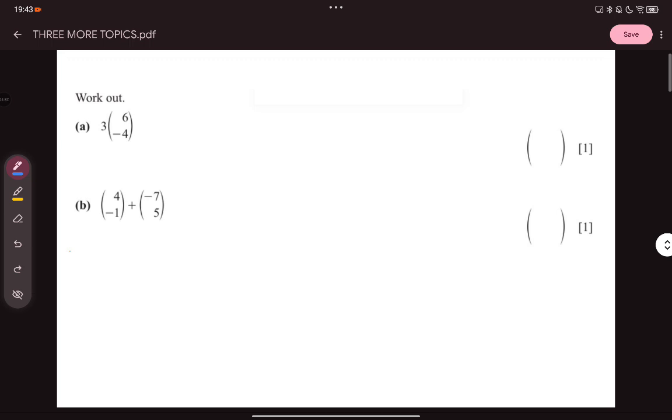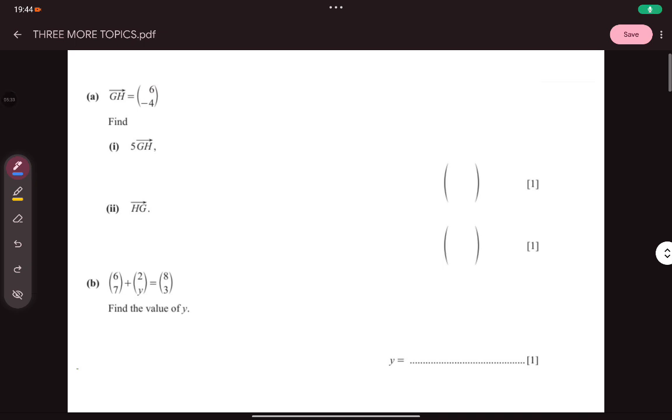So 3 multiplied by (6, negative 4). 3 times 6, 18. 3 times negative 4, negative 12. And then (4, negative 1) plus (negative 7, 5). 4 plus negative 7, imagine your number line. Start at positive 4. Adding a negative 7 is going 7 to the left, will take us to negative 3. Of course, if it's a calculator paper, you can do that on your calculator. Negative 1 plus 5, starting at negative 1 on the number line, adding 5 will take you to positive 4.